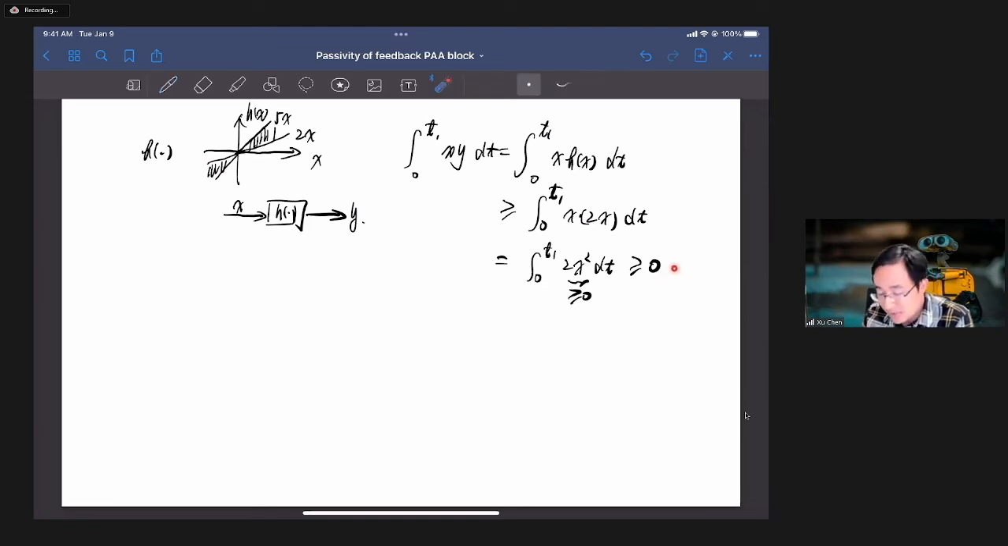We actually have something that's nicer than the previous example, right? This lower bound is 0 instead of being a negative number. So the sector nonlinearity h of x is passive.